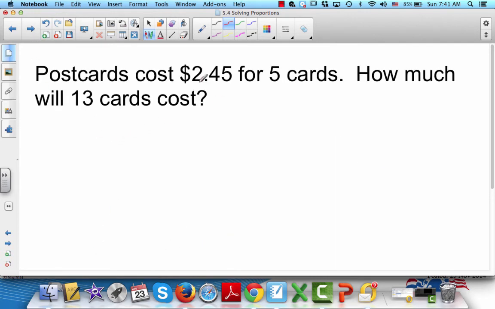All right, postcards cost $2.45 for 5 cards. So we're going to write $2.45 for 5 cards. How much would 13 cards cost? And where's the 13 going to go? Well, we were talking about 5 cards, and we put the cards on the bottom. So we're going to put the cards on the bottom on this side too. So the 13 goes on bottom, and we put our X up here.